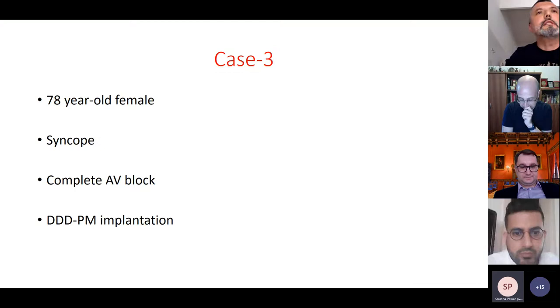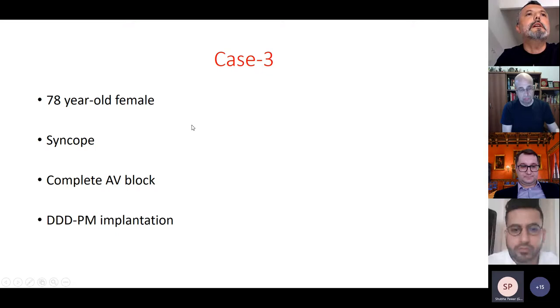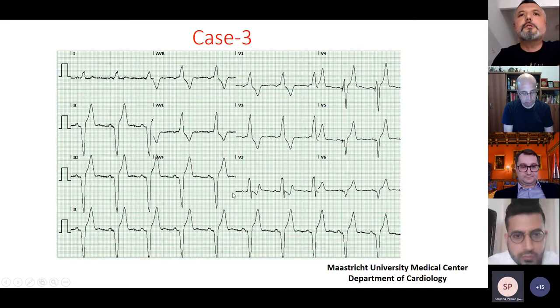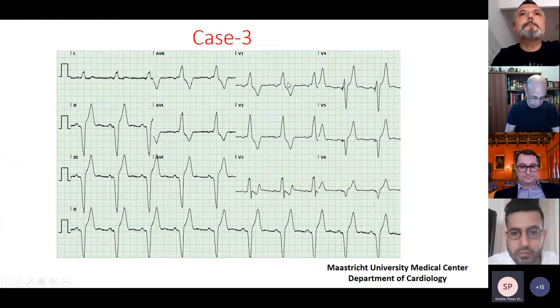Third case, the last case: a 78-year-old female admitted with syncope and complete AV block. So pacemaker implantation was done. This is the ECG one day after the procedure. It shows atrial sensing ventricular paced rhythm. You can see the ventricular spikes accurately in V4 and V5 derivations, but there is a complete RBBB morphology.